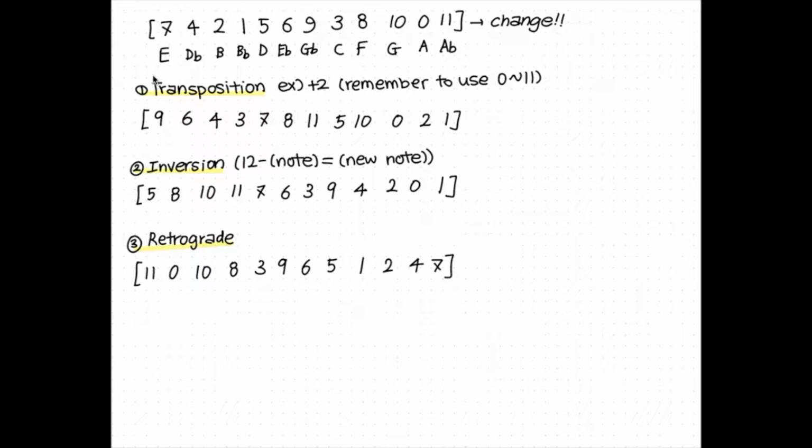The first change is transposition, which is shifting all the notes in the sequence up or down by the same number of half steps. When I say half steps, make sure that you know, because it can be confusing, that it's not by 0.5, but it's actually by a full 1, because each 1 represents a half step in this 12-tone matrix representation.